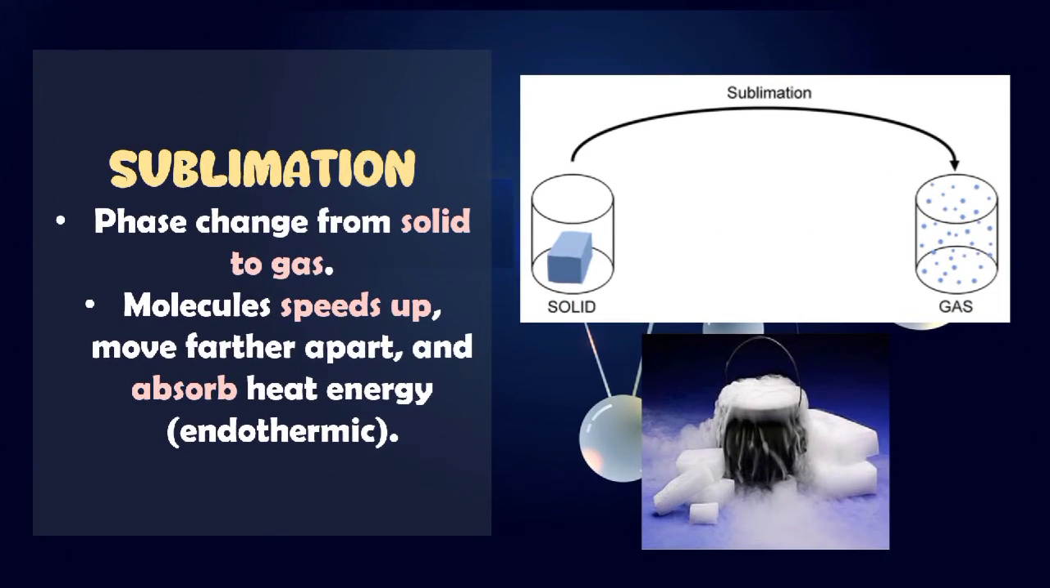Another one is sublimation. It is a phase change from solid to gas. A common example of it is naphthalene balls or mothballs that are used as bug killers, often placed in cabinets or in any corners of the house. The balls melt into gas. During this phase change, the molecules speed up and move farther apart as the heat energy is absorbed from the surroundings.